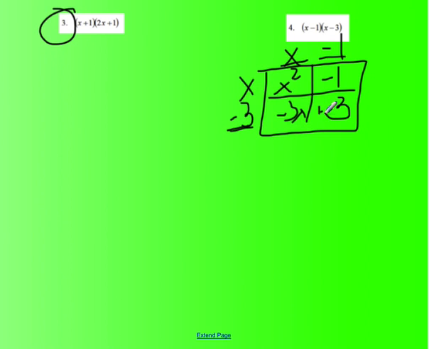So if you notice, when I'm putting things into the box, I'm taking first row, first column, first box. First row, second column, this box. Second row, first column, this box. Second row, second column, this box.